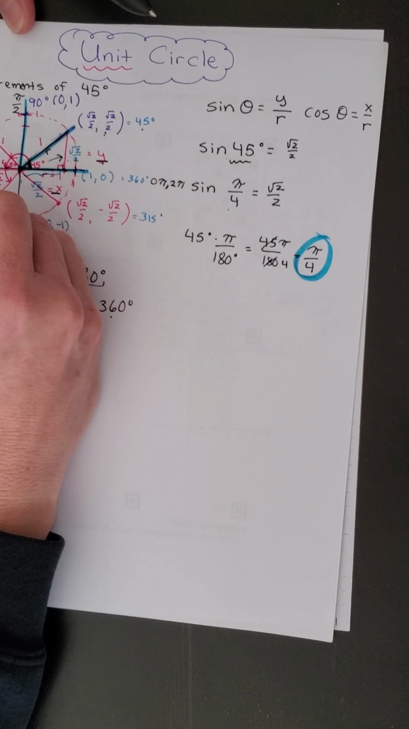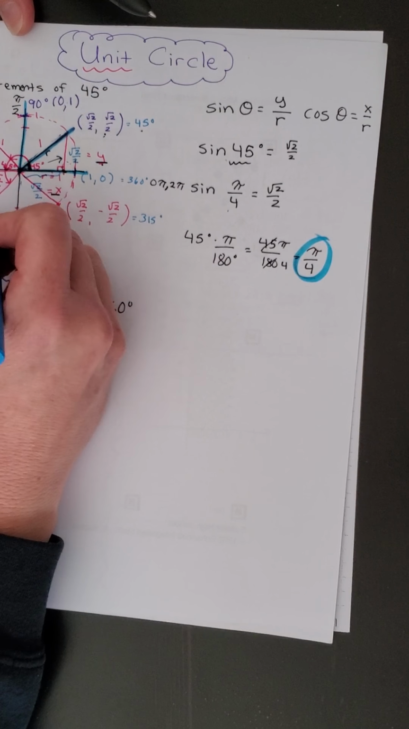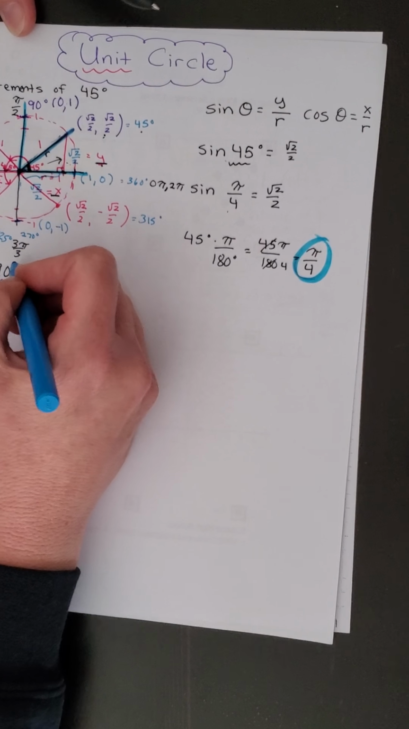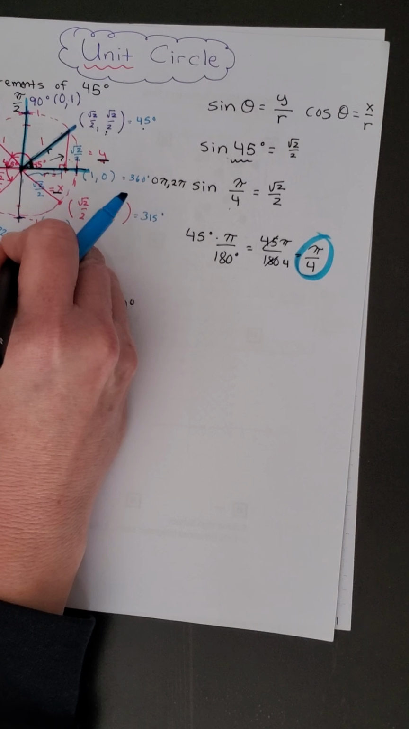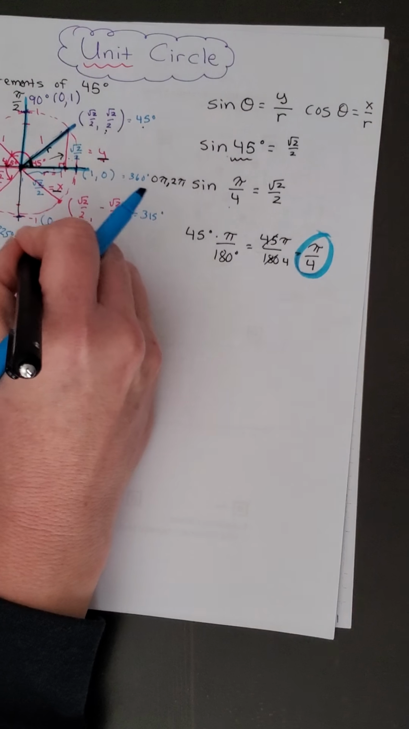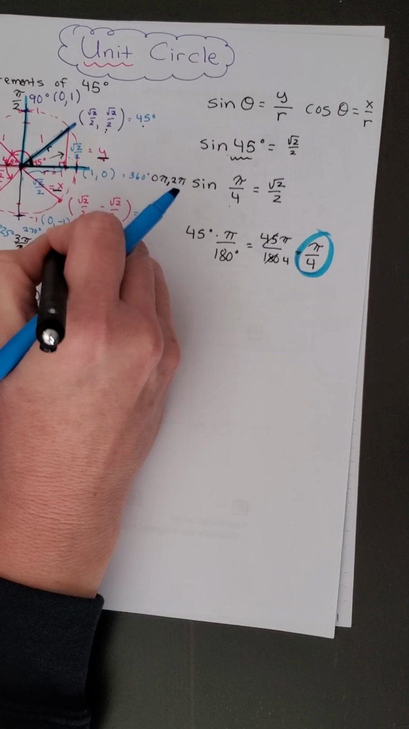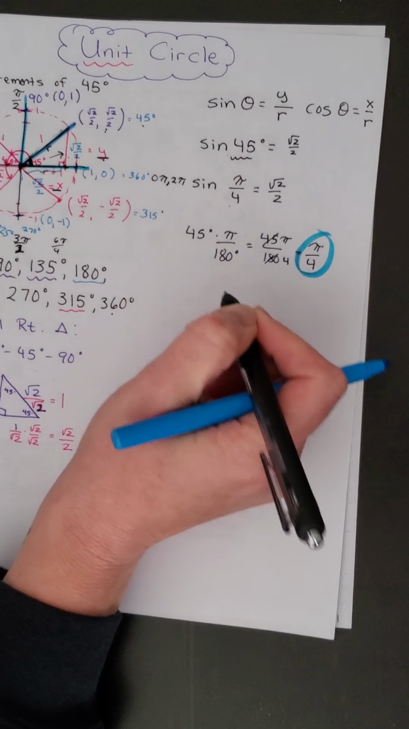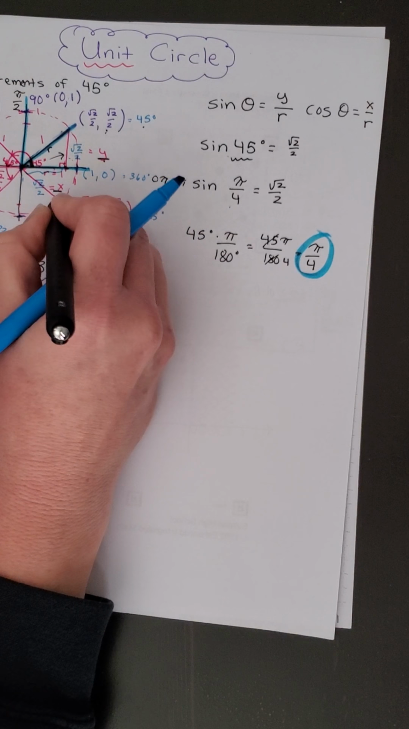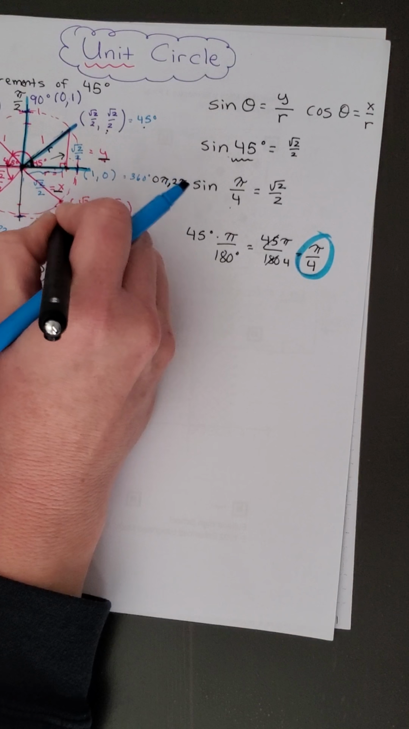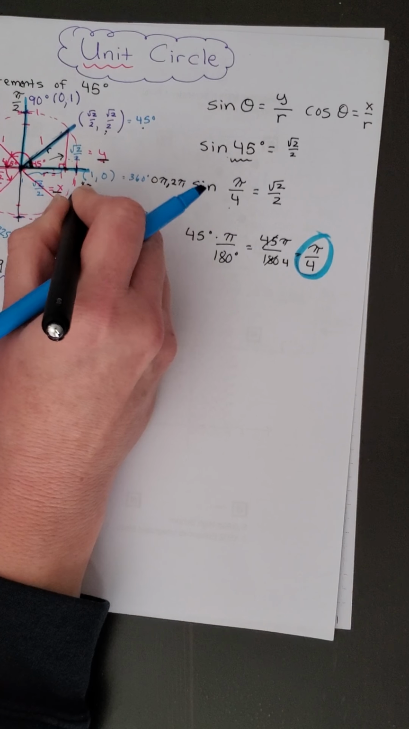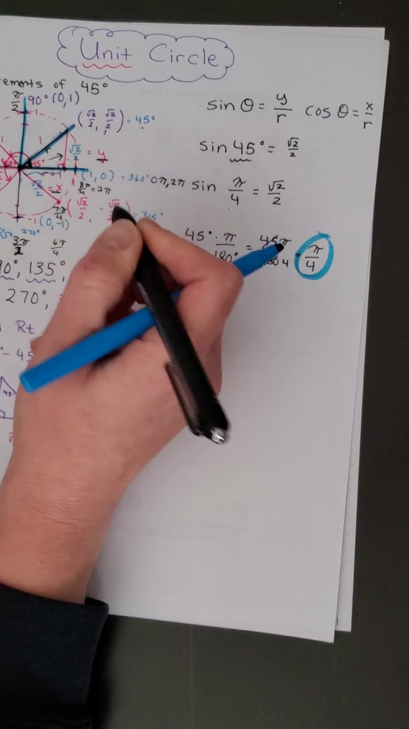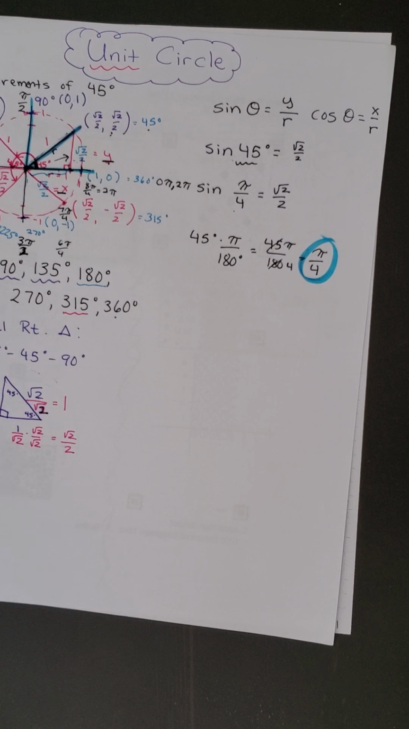5/4, so 5 pi over 4. 6/4, but that reduces. Whoops, I put 3 pi over 3, I meant 3 pi over 2, excuse me. So this is 6/4, but 6 pi over 4 is the same as 3 pi over 2. Then 7/4, or 7 pi over 4, and then 8/4, which is 2 pi. So really you're just counting by fourths.